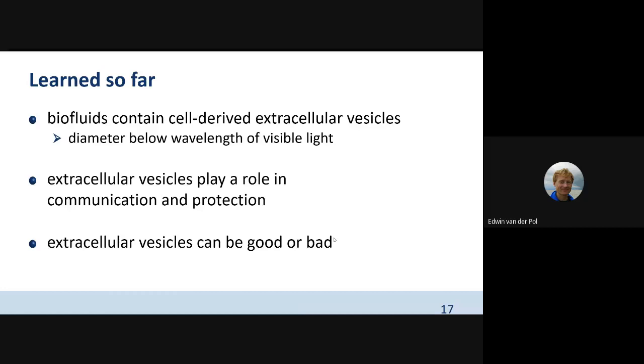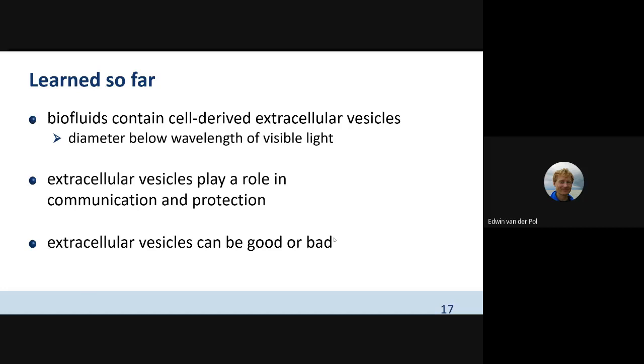So what have you learned so far? Body fluids, or biofluids, contain cell-derived extracellular vesicles, beer as well, seawater even, and they are small. The diameter of these vesicles is below the wavelength of visible light, at least of most vesicles. And these extracellular vesicles play a role in communication and protection. Thereby, extracellular vesicles can be good or also bad.